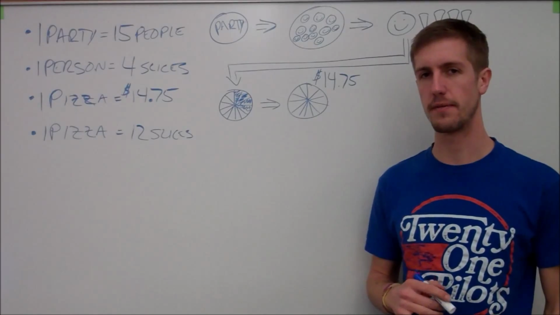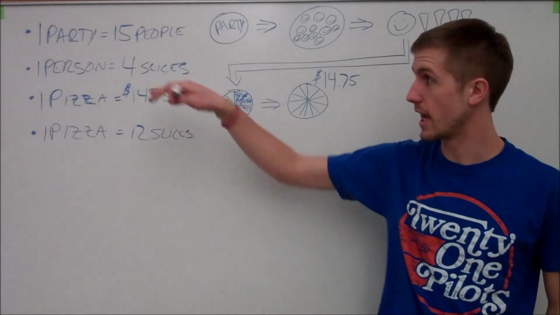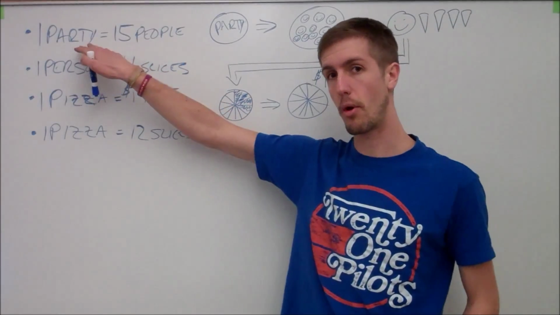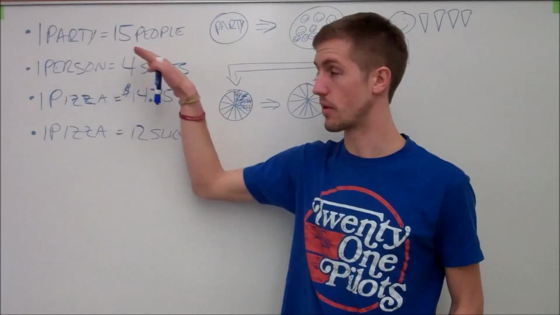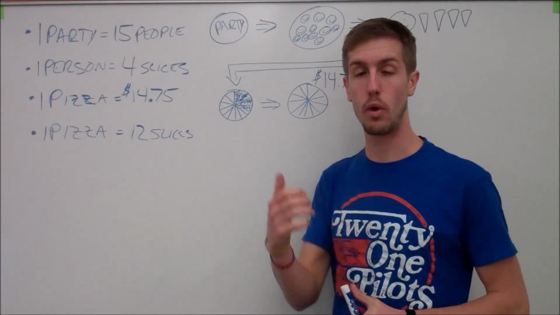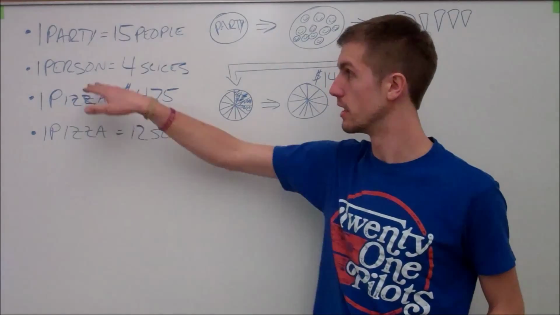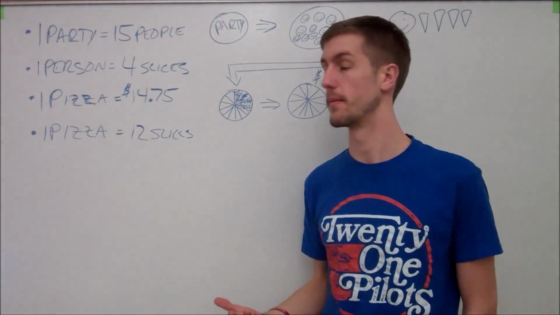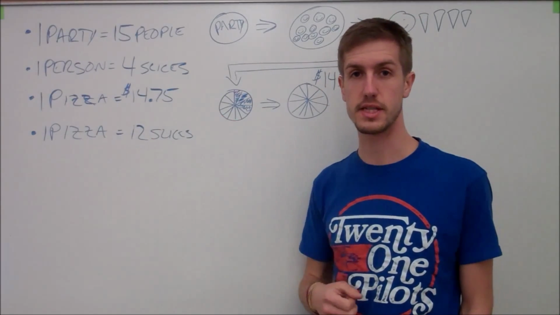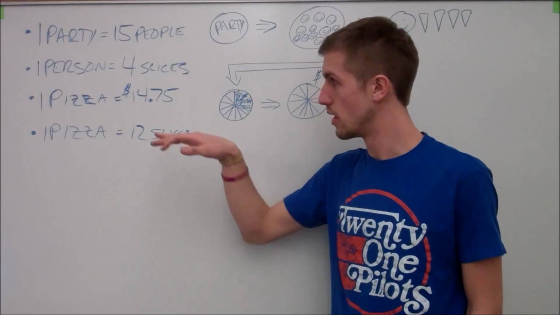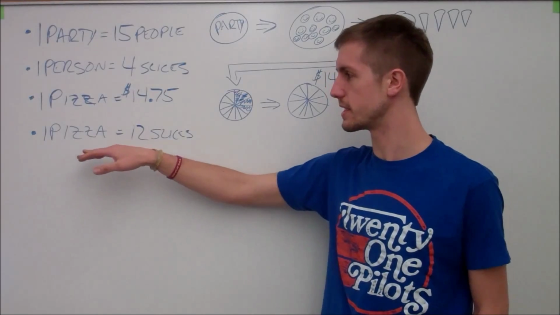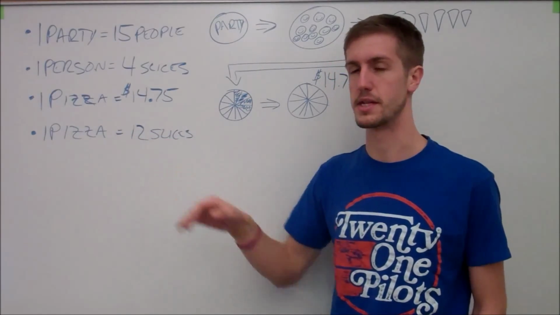Now for this question I started off the exact same way that I did before, where I gave myself all the given information. So I started off with one party, and this one party consisted of 15 people. So that was something that was equal. I also knew that we're assuming that one person is going to eat 4 slices of pizza. So that was an equivalence. And when we called up the pizza place, they said each pizza is going to cost you $14.75. So that was something that was equal, as well as they said we take our pizza and divide it into 12 slices. So 12 slices per pizza.